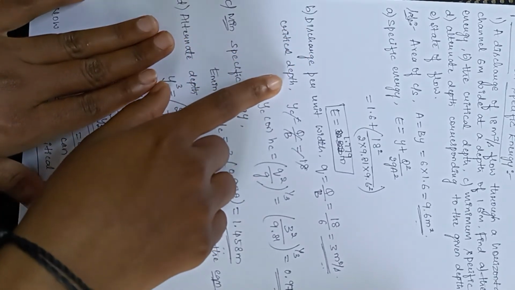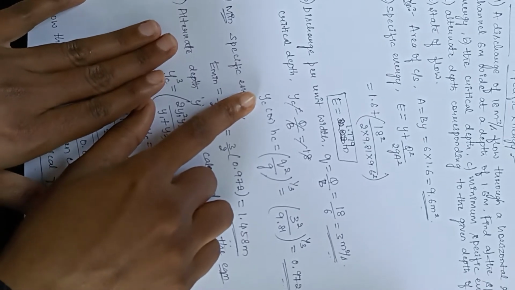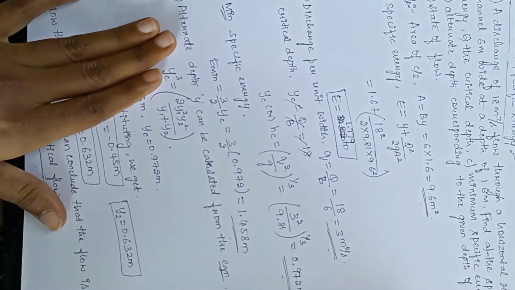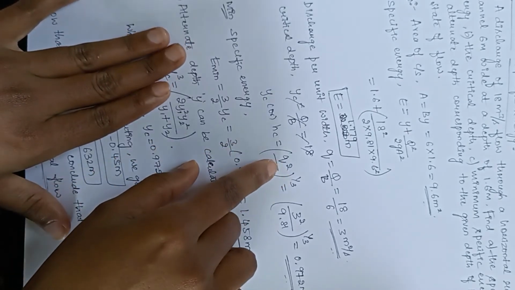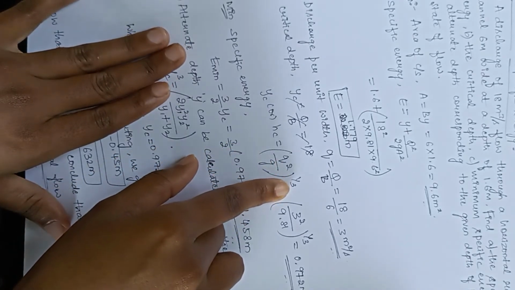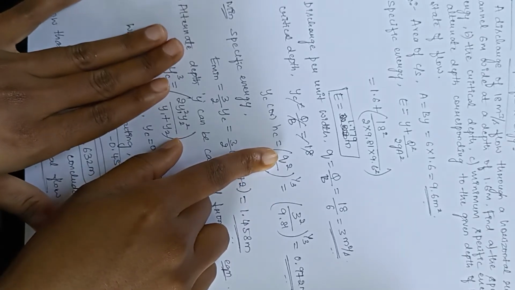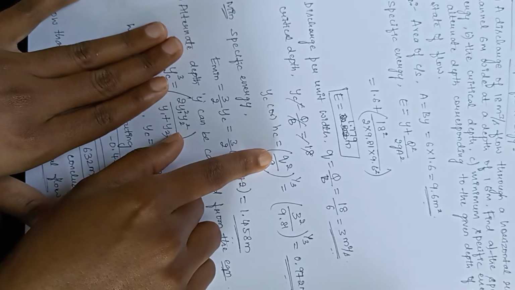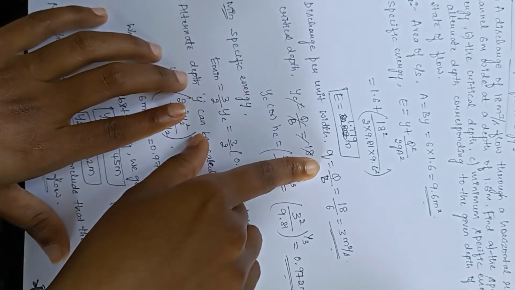Here we have to find the critical depth. We usually represent critical depth with the letter Yc or Hc. The formula to find the critical depth is q square by g, whole to the power of 1 by 3, where small q represents the discharge per unit width of the channel. This discharge is yet to be found, so let us find the discharge per width of the channel.